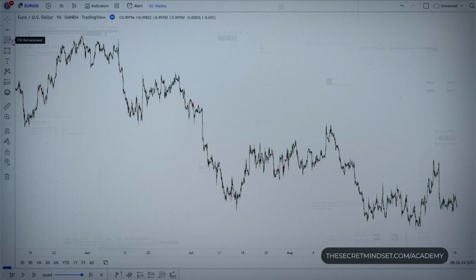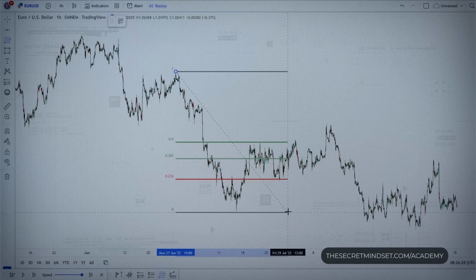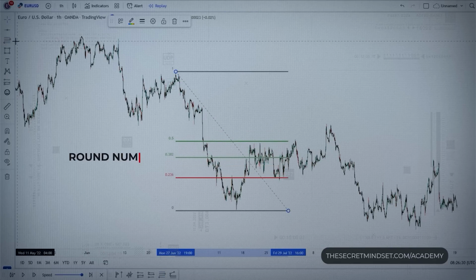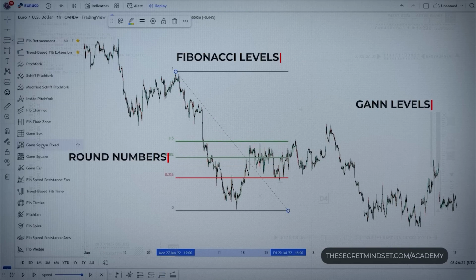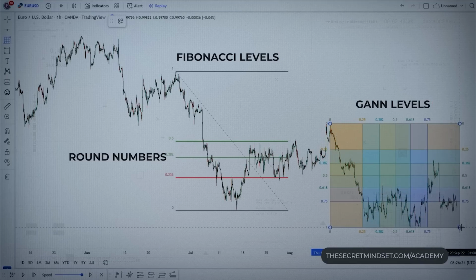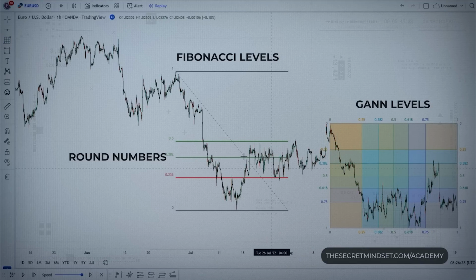Now another difference. Support and resistance trading is related not only to past price swings. Round numbers, Fibonacci or Gann levels are also areas of attraction and price reversal areas. Price spent a decent amount of time at these levels. Every time price comes to these levels, it tends to take a reversal or a breakout.